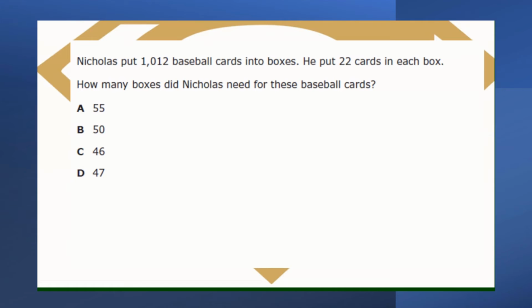All right? What's up, guys? Here we have a word problem that we're going to do together. Follow along. Pause it when you need to take down notes.